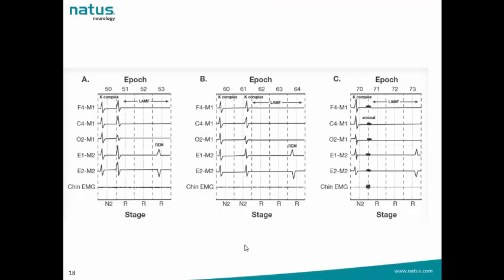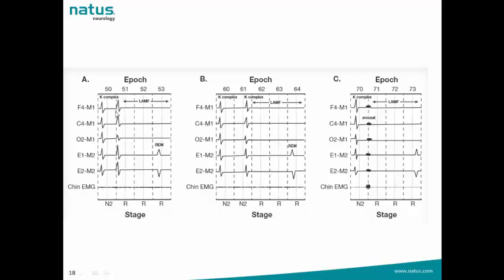There are some other new rules to help you in differentiating between tonic REM and phasic REM. In figure A, epoch number 50, we have K-complex in the first half. And the tricky part here is the absent tone.